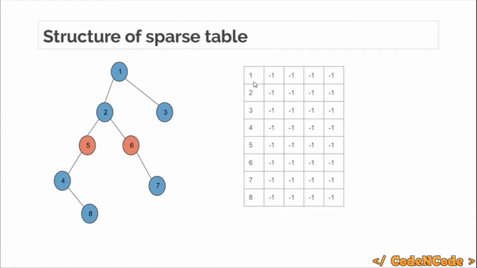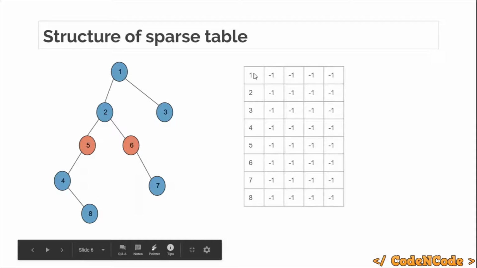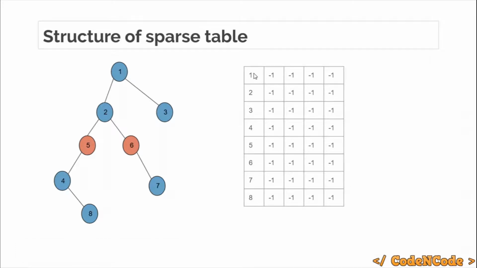So now for this tree, suppose since there are 8 nodes, we would be taking LCA of size 8 by 3, because log base 2 of 8 is 3, so we would be taking 0, 1, 2, 3.